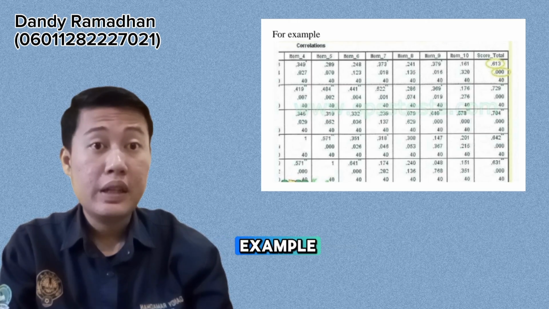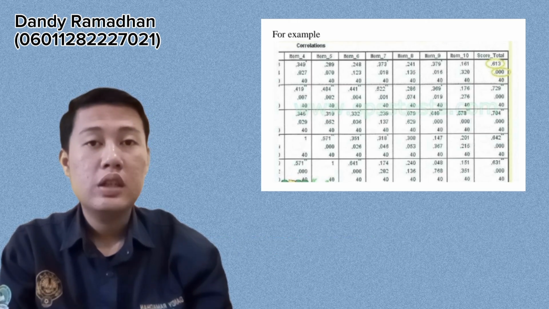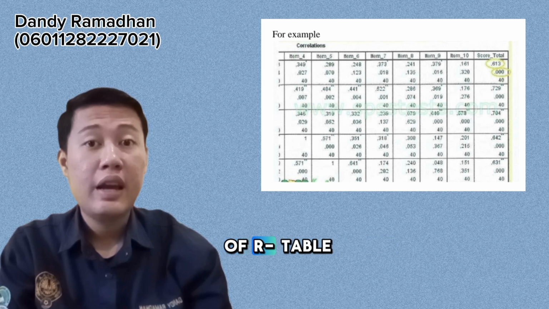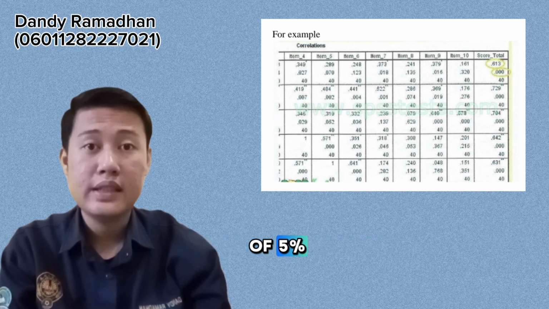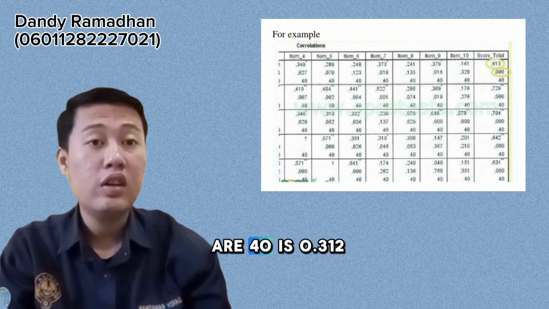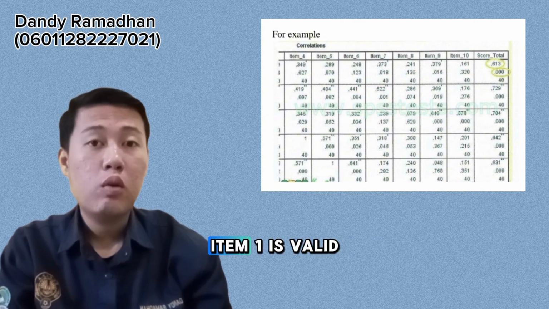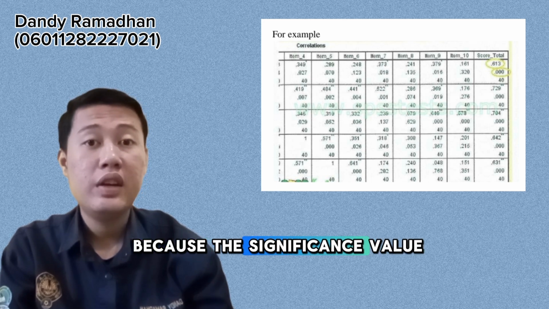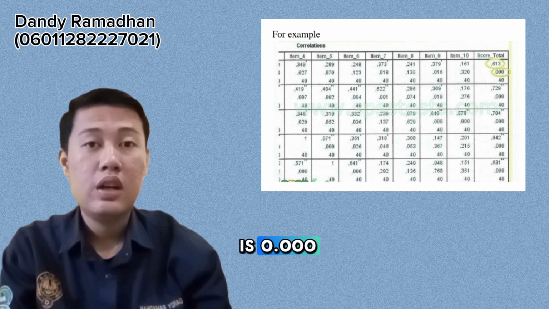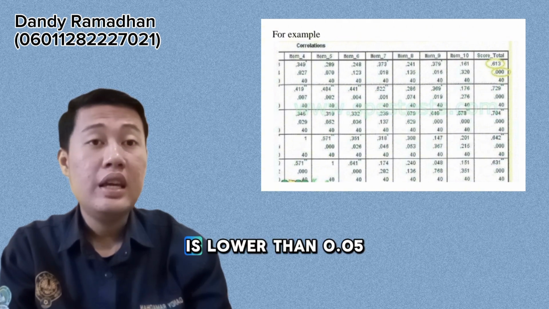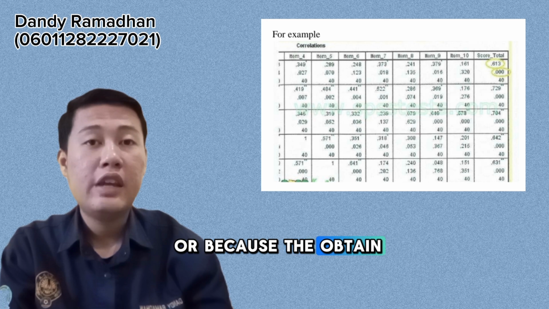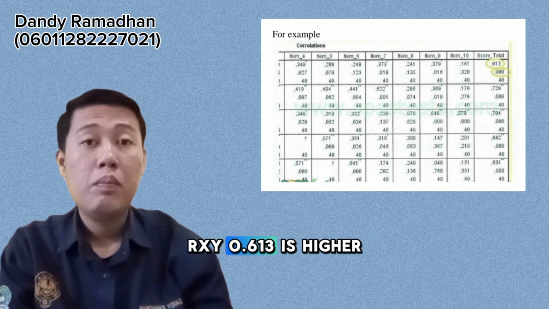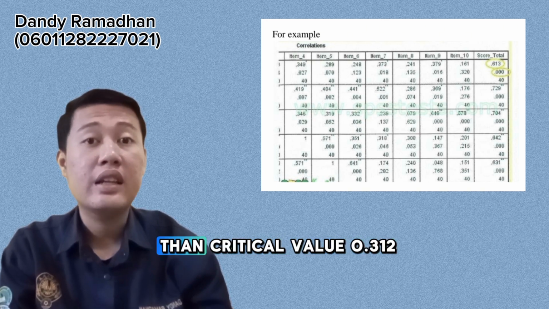Now look at the example. Based on the output above, the critical value of R table at the significance level of 5% and with 40 respondents is 0.312. Item 1 is valid because the significance value of 0.000 is lower than 0.05, or because the obtained value Rxy of 0.613 is higher than the critical value of 0.312.